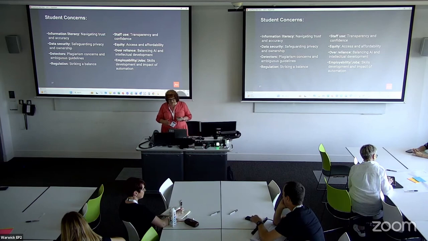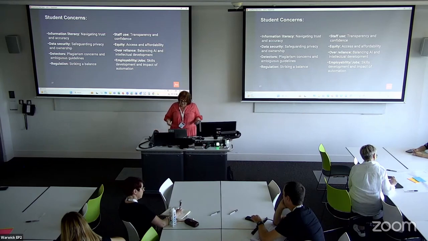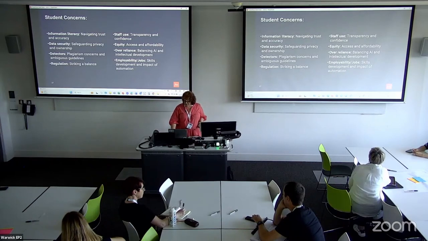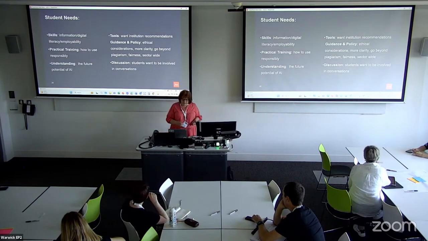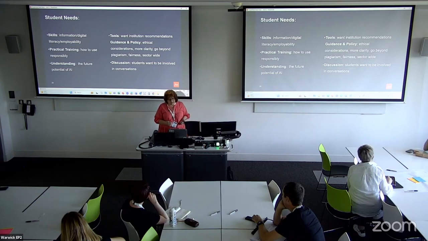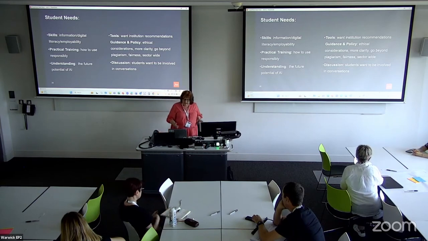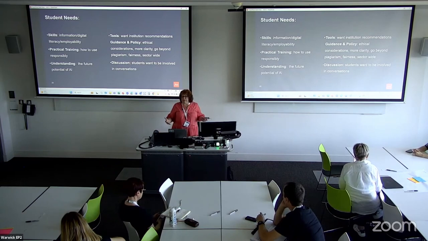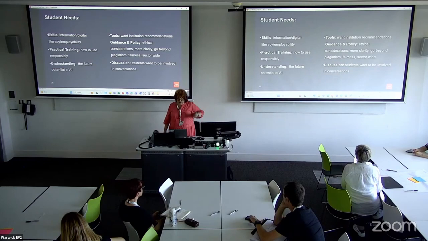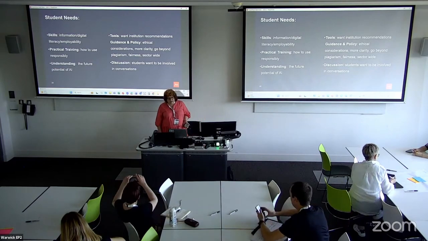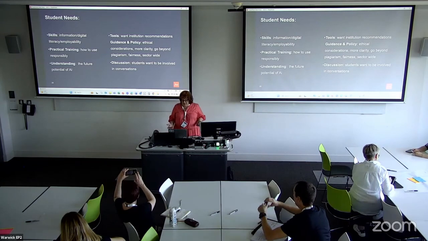Over-reliance, they're aware that there's a balance between balancing their use of AI, but also still continuing with their intellectual development. And they're really concerned about the impact on their future, the changes it's going to make to employment and jobs. So what they're asking for is more information, digital literacy, employability, skills around AI, practical training in how to use it responsibly. They also want to understand the future potential, where it's going, what they should be thinking about. You know, these are students. They see that they've got a long future and want to see where it's going. They want recommendations of tools they can use and how they can use them.